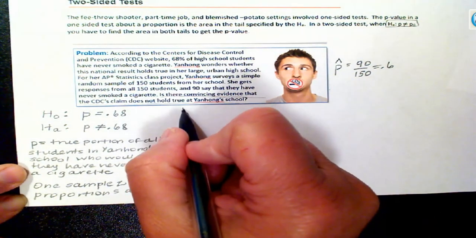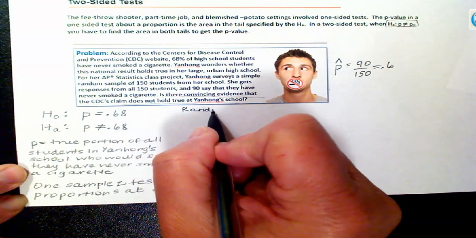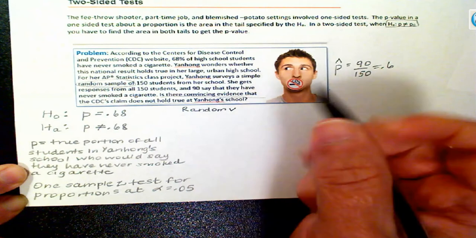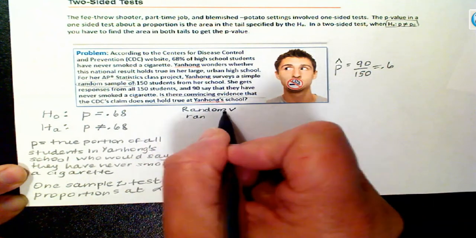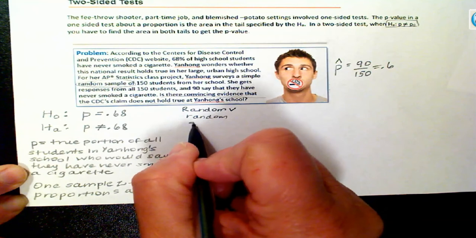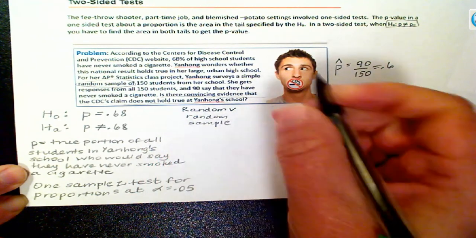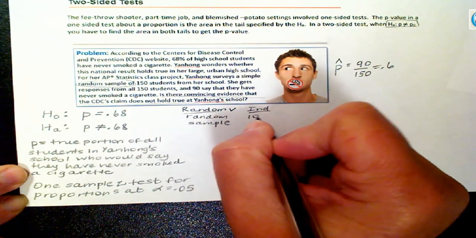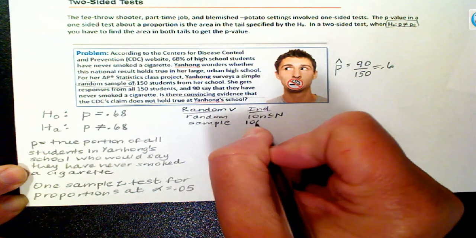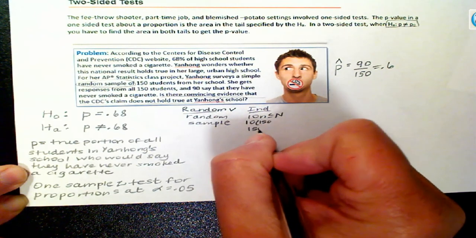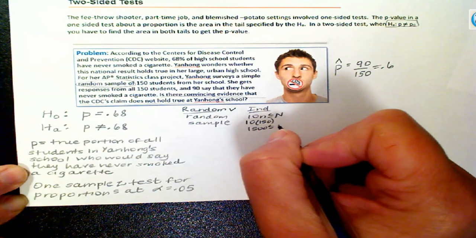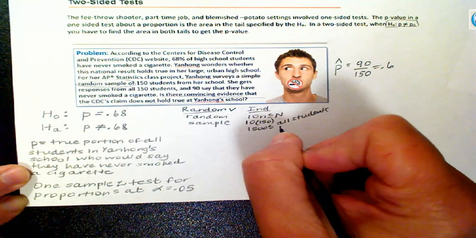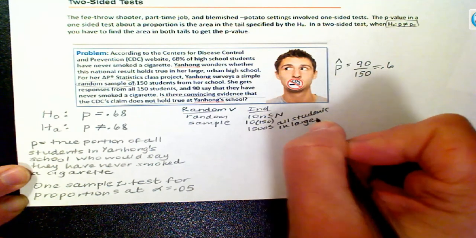Now we're going to go check our conditions. We have random, which up here it does say random sample. So I'm just going to state random. You don't have to write this. You can just write, if you would like, random sample, which is random. Then we're going to check independence. That's your 10% condition. So 10 times 150 is 1,500, and I'm going to tell you that is less than all students in a large high school.